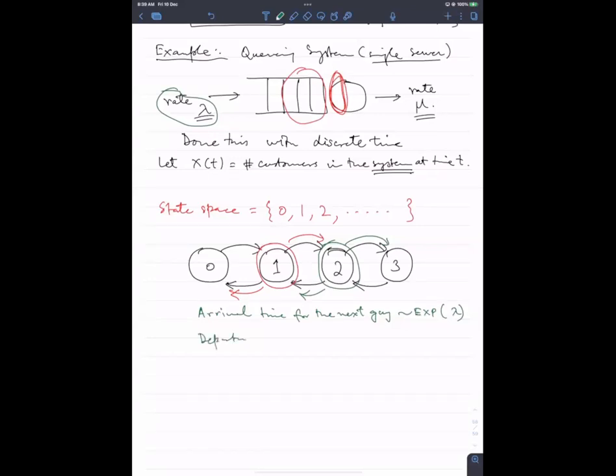Departure time for the next guy is exponential mu. Okay. So suppose that you are in state two. When will you change the state? Ya to ek arrival ho jaye and you move to state three, ya ek departure ho jaye and you move to state one, theek hai?